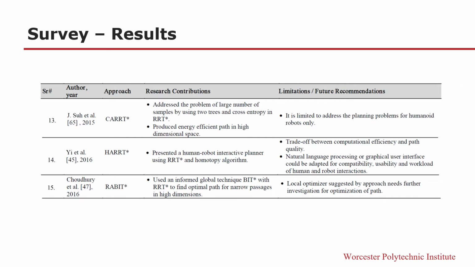Recently, RABIT star was proposed to address the problem of planning in high dimensions. It focuses on homotopy classes which are difficult to sample, for example, narrow passages. This was extended by an informed global technique called PIT star to improve an initial suboptimal path towards a local optimum. Thus, this approach preserved global optimal convergence.